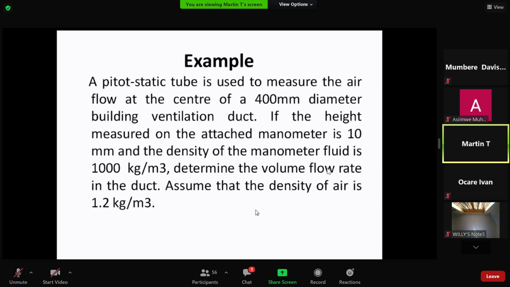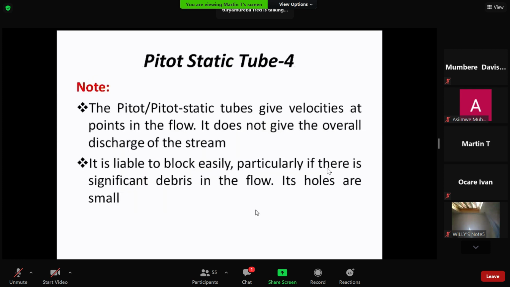Okay, copy that example, but you can just take a picture. Excuse me, sir. You are saying that the tubes could break due to debris? Debris, you call it silt. They can block because of silt and other dirty particles in the water. Okay, I get it. Yes, because the holes are small.